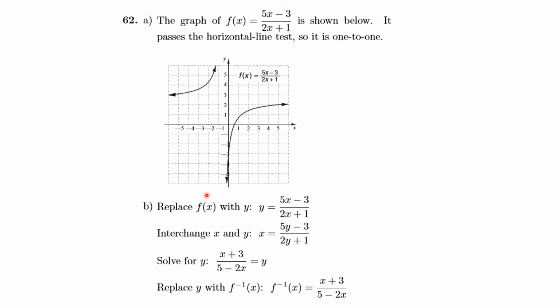Now we're going to replace f of x with y. So we put y here is equal to this expression. Then everywhere we have a y, we put an x, and everywhere we have an x, we put a y. Then we solve for y. Now, you might want to spend some time making sure that you can solve for y. These are problems that we've done before, but if we solve for y, we get y is equal to x plus 3 over 5 minus 2x. Make sure that you can do this step. And then last but not least, we replace y with f inverse of x, and we get this expression.